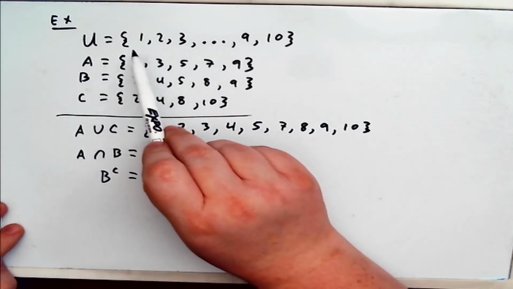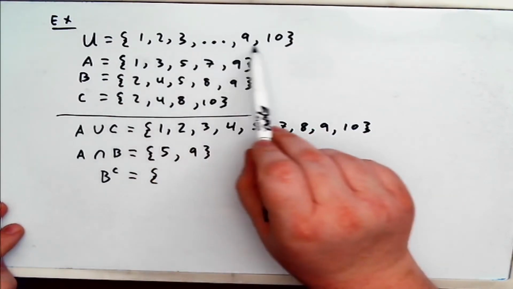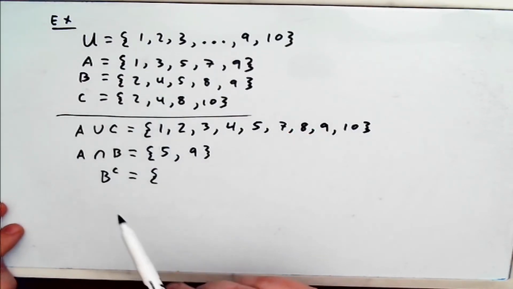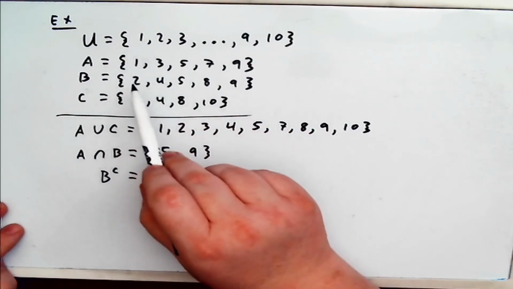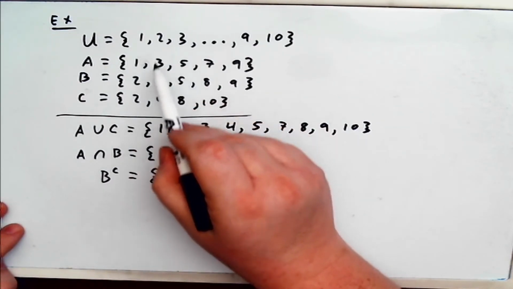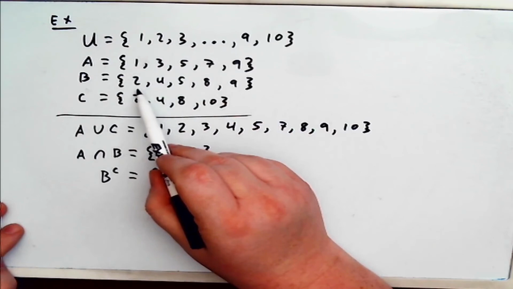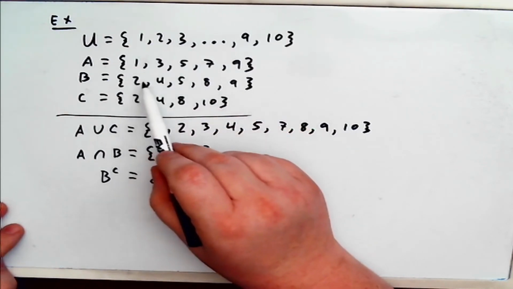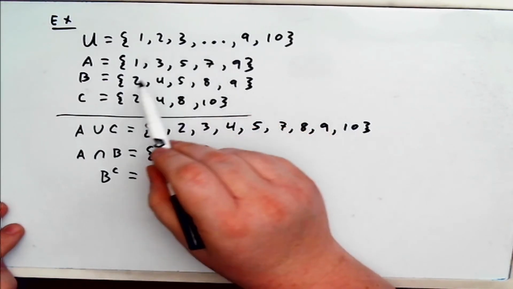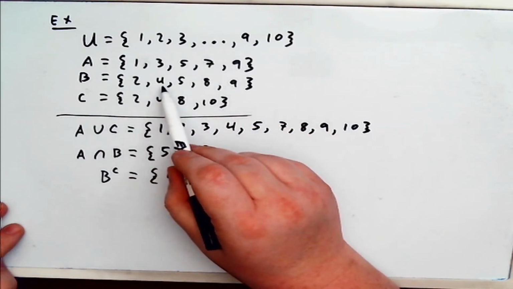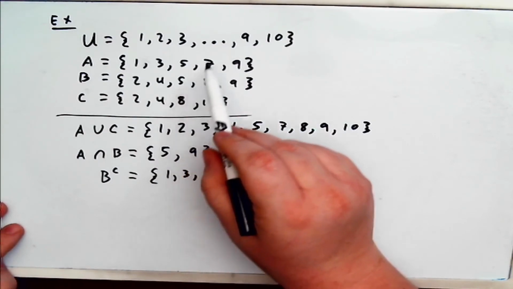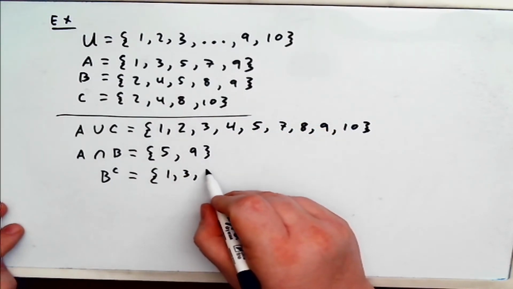So I'm going to count from 1 to 10. Those are all the elements in the universal set. If I see an element that's in B, I remove it. So 1, well, that's not in B, so I'm going to keep that one. 2, that's in B, so I don't write it. 3, that's not in B, so I'm going to keep that one. 4 is in B, so I skip it. 5 is in B, so I skip it. 6, that's not in B, so I'm going to write that one down.